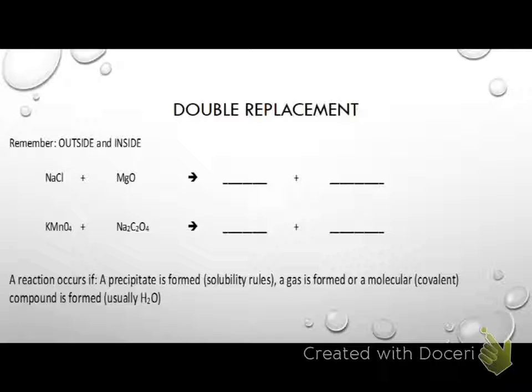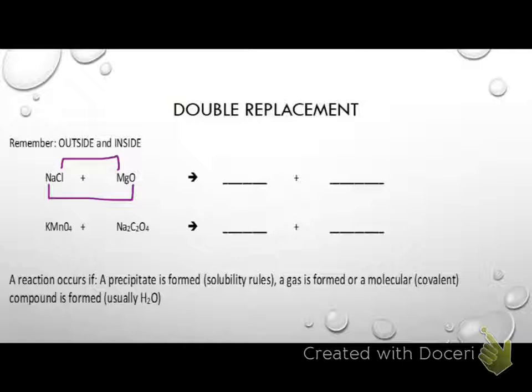Okay? So first thing is when you're doing a double replacement, the easiest thing to do is we're going to do outside, inside. And what I mean by that is the two outside things are going to now join up, and the two inside things are now going to join up. Okay? So we still have to write the formulas based on their charges.